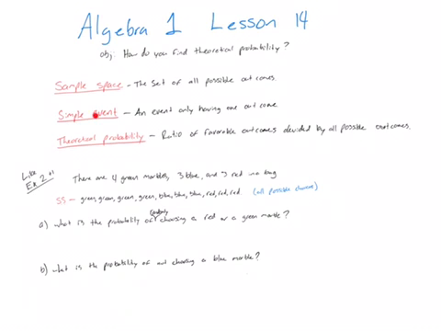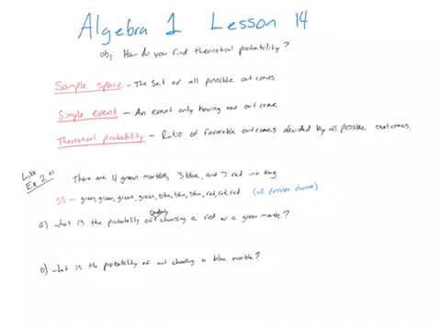A simple event is an event only having one outcome. So you're only going to roll the dice once, you're only going to pull one card out of the deck, or you're only going to pull one marble out of a bag, let's say. So there's just one simple outcome. We'll learn about more complicated ones later, but let's first take care of the simple ones.